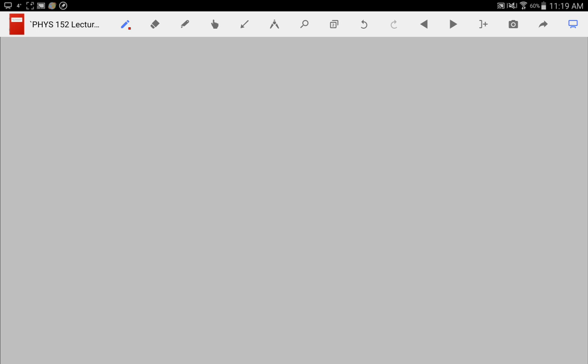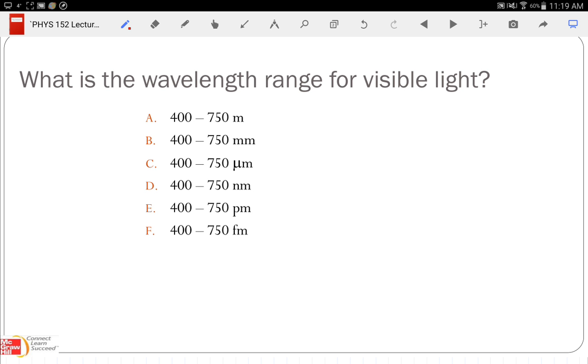Okay, we're almost out of time. What is the wavelength range for visible light? Notice all of them are 400 to 750. It's the units that are different. And those are actually in order of shorter and shorter as you go from top to bottom.